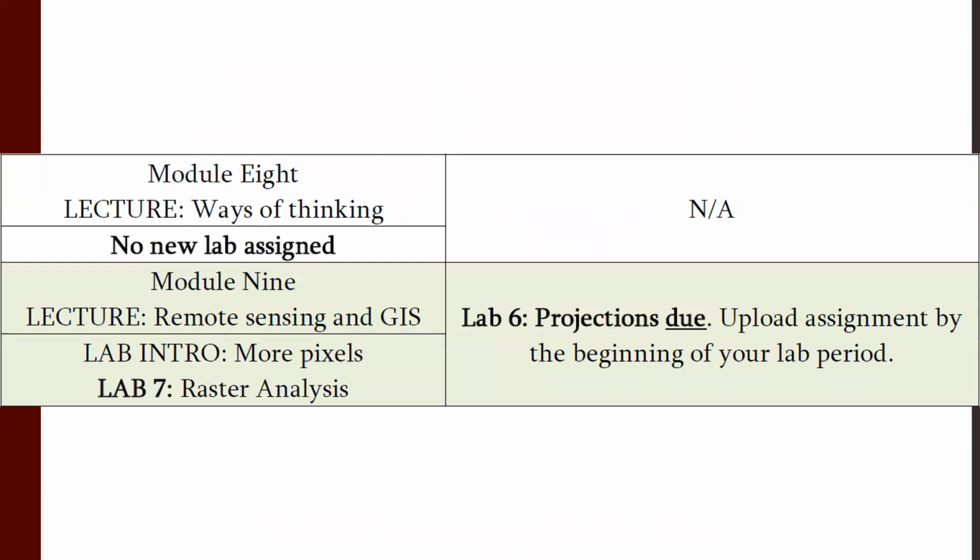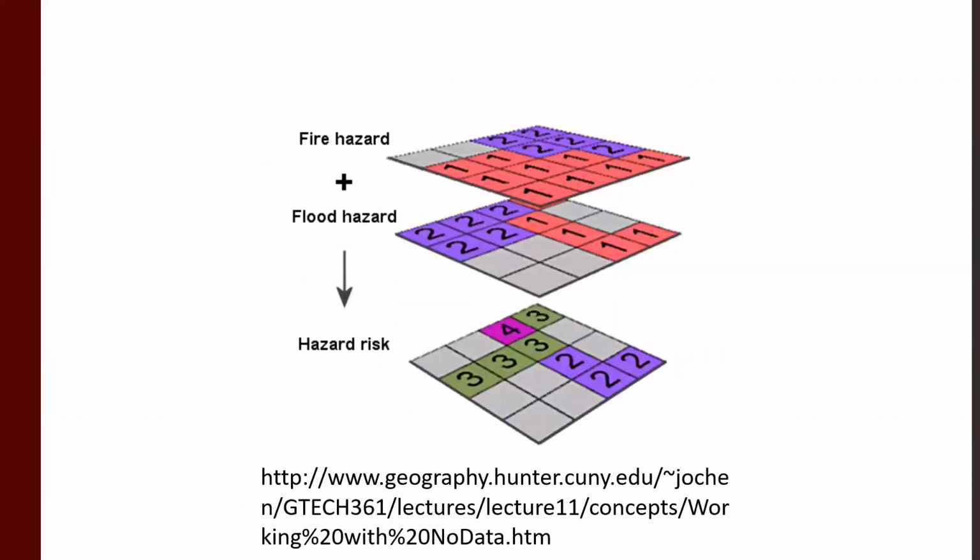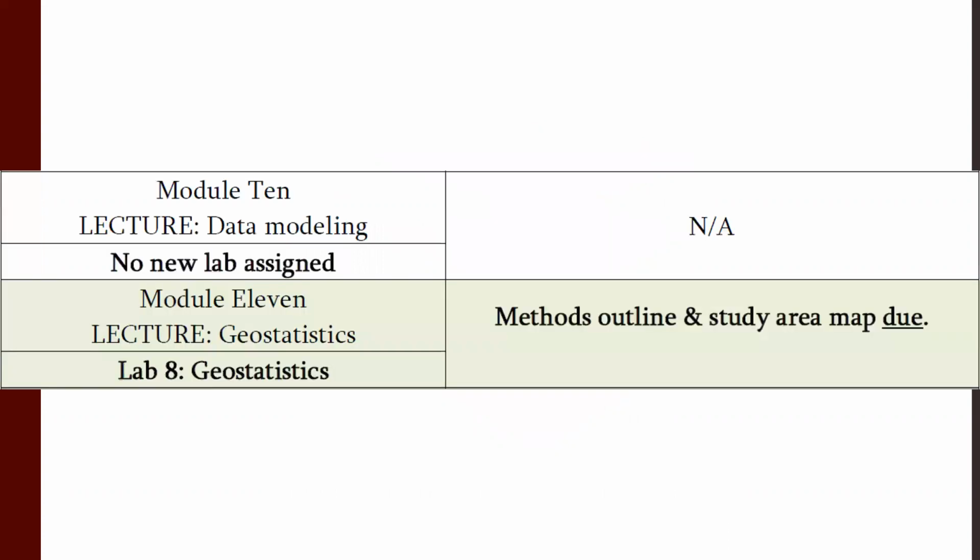Modules 8 and 9, ways of thinking with GIS data, another data type, raster data. So we'll talk about things like the geographic inquiry process, how we actually think and work with GIS data, and how we think and work with raster data different than vector data. The vector data first, then raster, both of them together because we like them both.